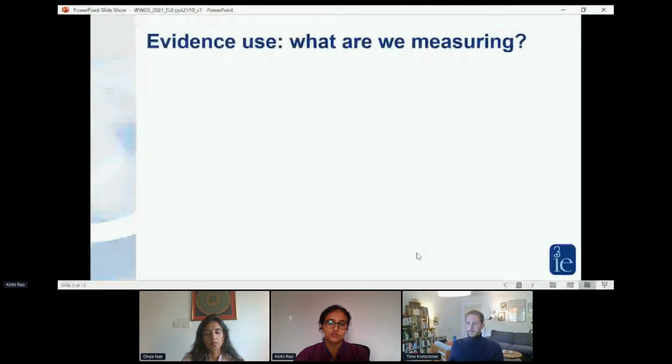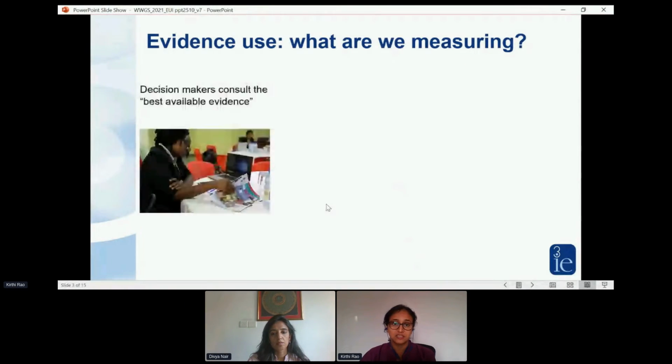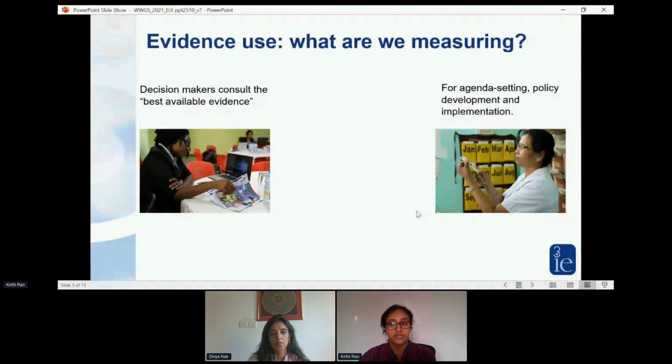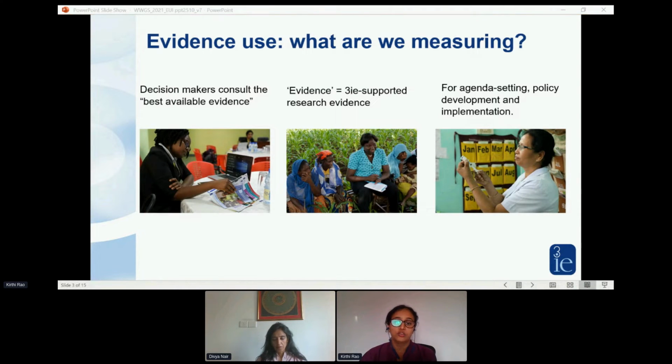I think the first thing to look at is what it is that we are measuring. As with many concepts, this term evidence use is not particularly easily defined. For us, evidence is used when decision makers consult the best available evidence to inform discussions relating to agenda setting and policy development, as well as decisions relating to policy and implementation. Evidence here is ideally the most locally applicable, highest quality and relevant learning and insights, ideally reflecting the cumulative learning on an issue.